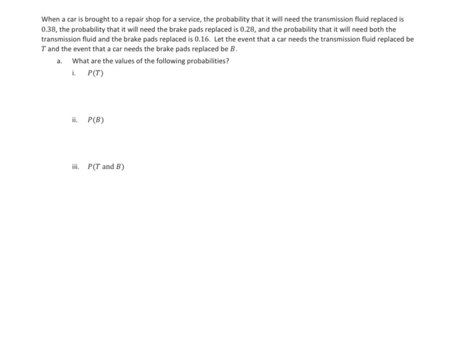When a car is brought to a repair shop for service, the probability that it will need the transmission fluid replaced is 0.38. The probability that it will need the brake pads replaced is 0.28, and the probability that it will need both transmission fluid and brake pads is 0.16. Let the event that the car needs transmission fluid be T, and the event that a car needs the brake pads be B. What are the values of the following probabilities? So notice they're not going to tell you to set up a Venn diagram each time. Your gut instinct needs to be, I'm talking about these 2 events, let's be smart enough to draw this out.